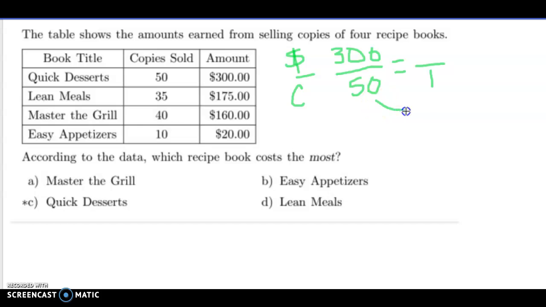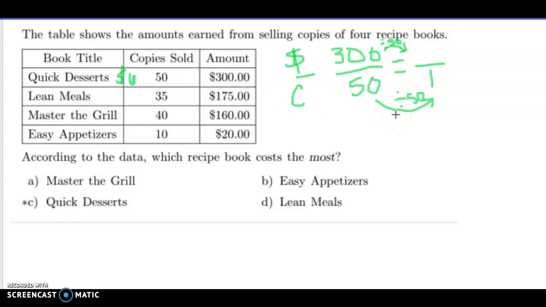Now, what do I do with 50 to get to 1? Well, 50 divided by 50 is 1. And remember, to make equivalent ratios, anything I do to the bottom, I will then do to the top. So I'm going to go ahead and also divide 300 by 50. So this is where you're going to use your calculator. I'm fine with that. So 300 divided by 50 is equal to 6. So this first one is $6 a copy. I'm just going to put a little $6 just to remind me.